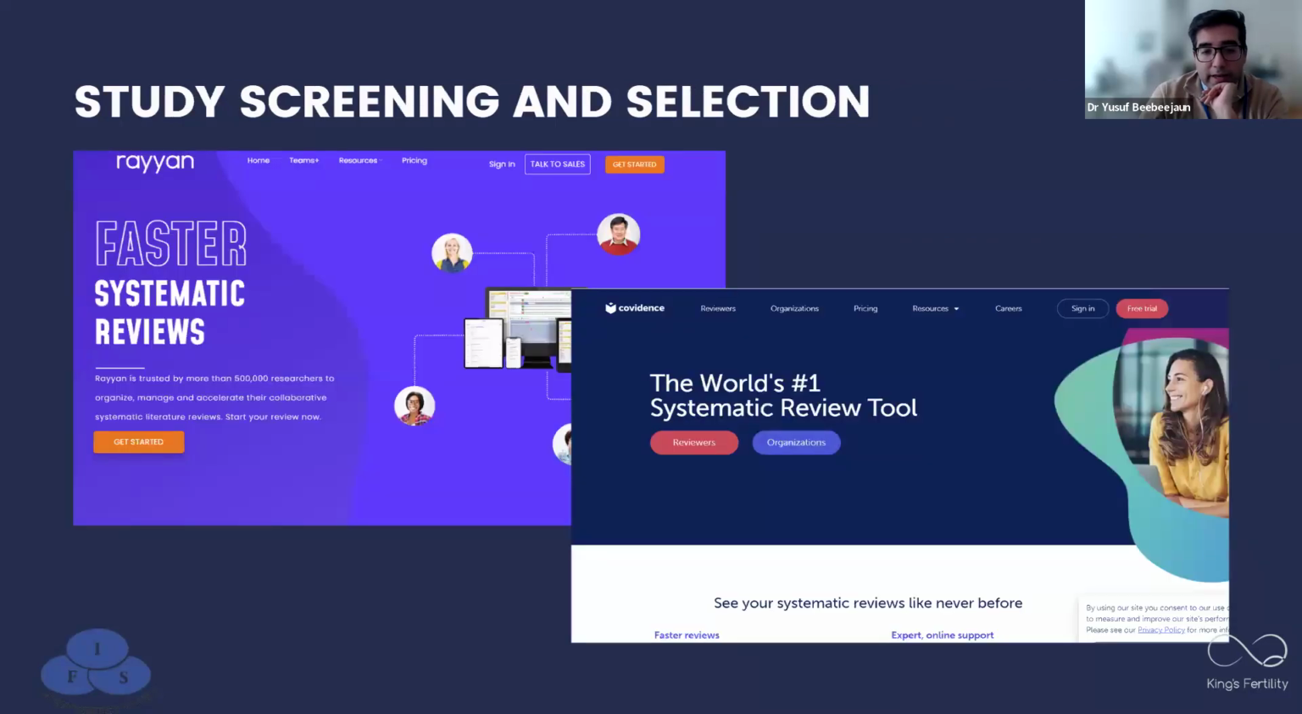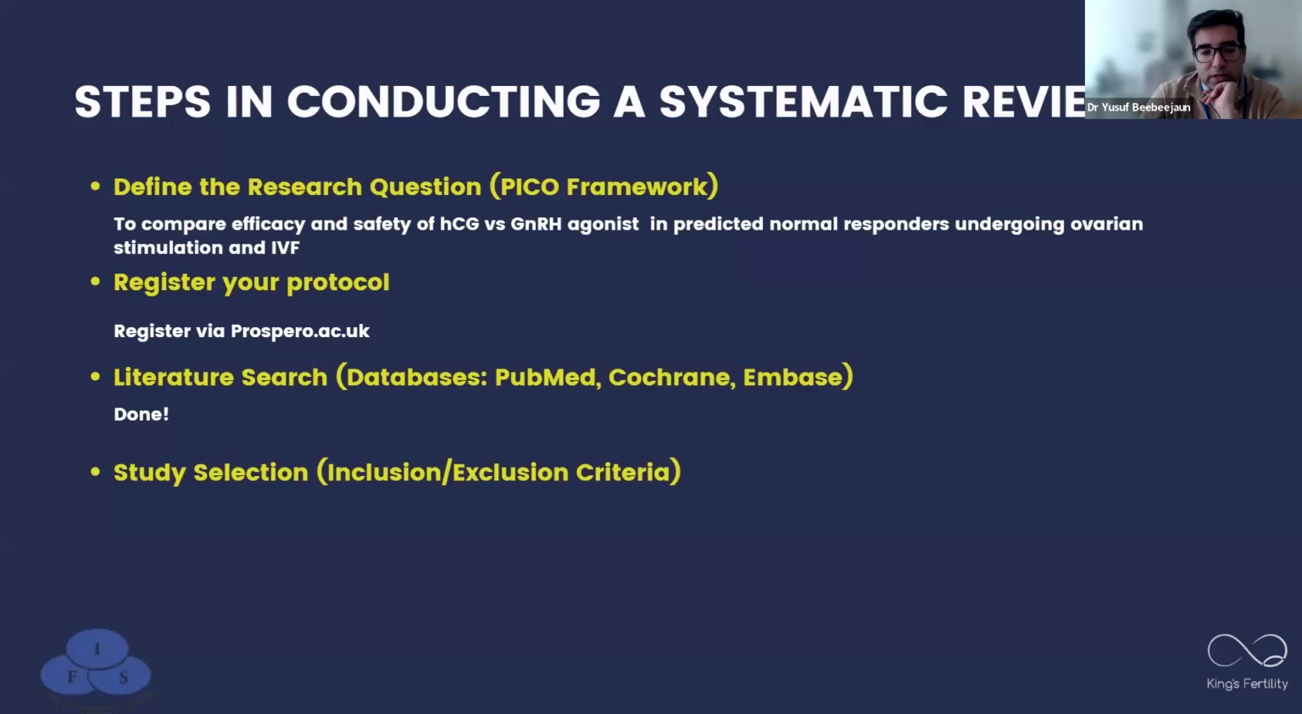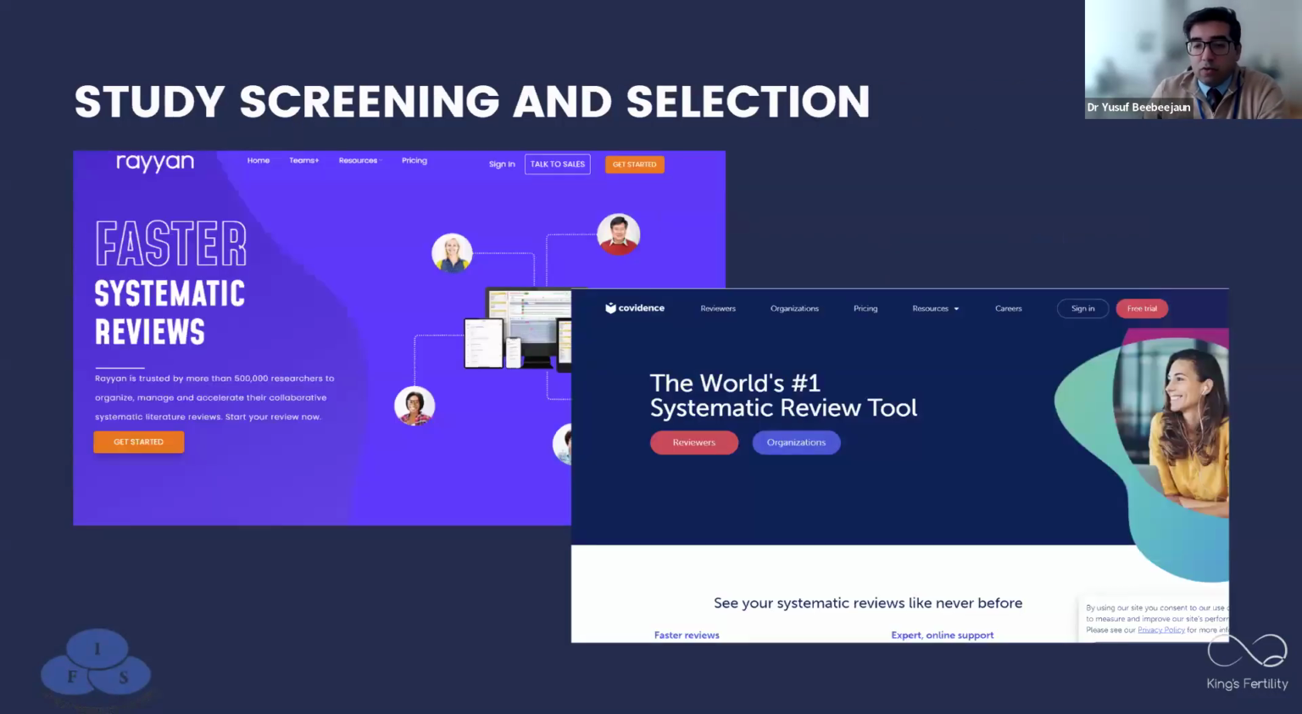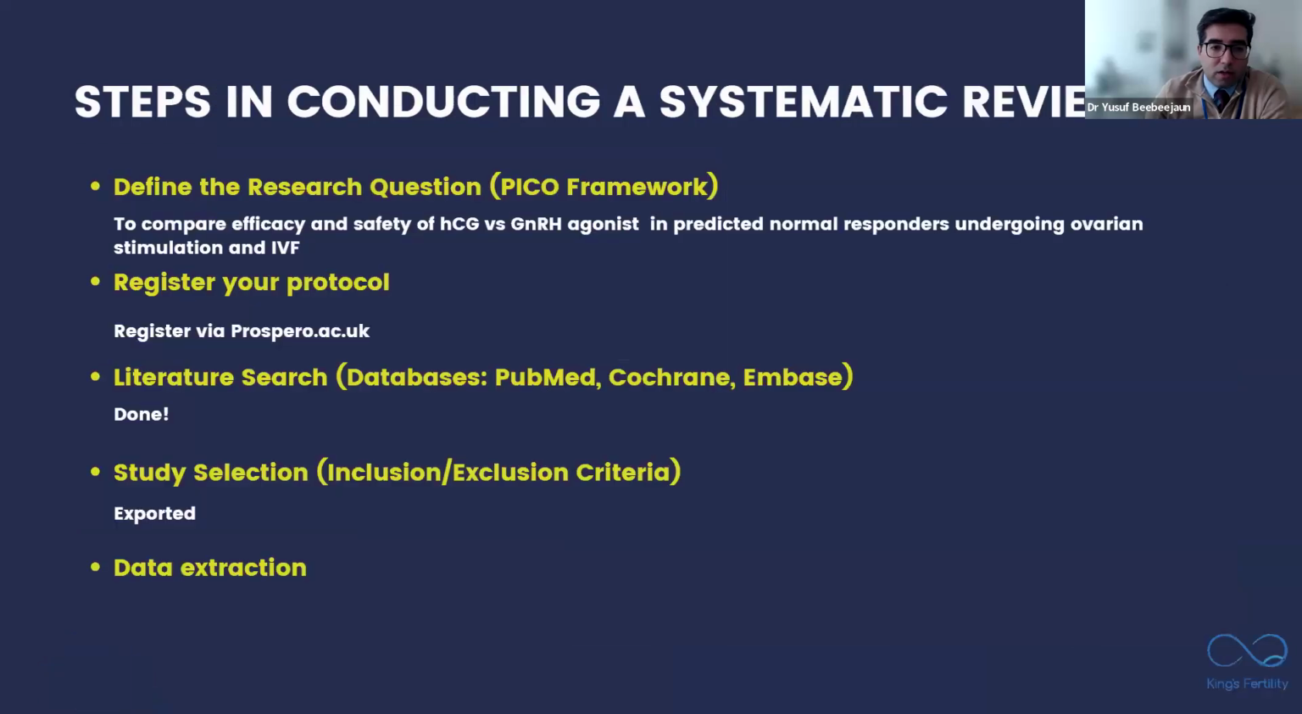So how do we go ahead and screen these manuscripts? There are different platforms that you can use. You've got the Cochrane platform, which is Covidence. It's an excellent platform, but it comes at a cost, so you need to pay for that. The alternative is to use Rayyan, which is free of charge. I use Rayyan, and you can still pay for it, which allows different collaborators, but it's pretty good as a starting point.